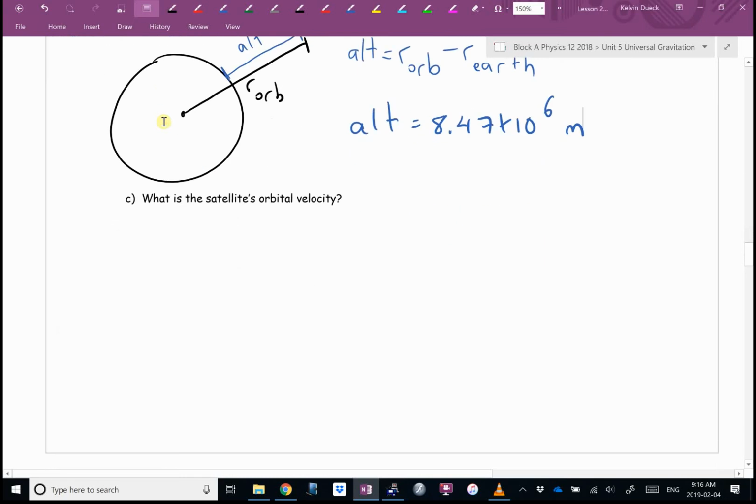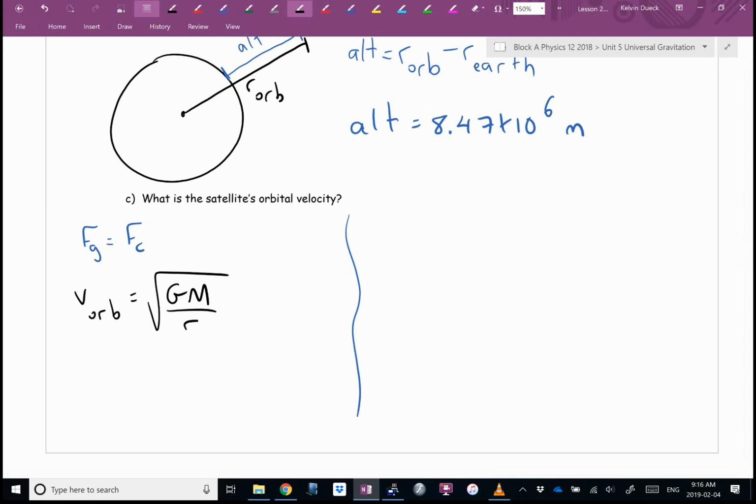C. What's the satellite's orbital velocity? I got a couple of options here. Draw a little line down the middle of the page. First of all, did they say orbit? I could go, gravity is what's pulling me in a circle, and I could end up with V orb equals the square root of big G, big M over R. And that's perfectly acceptable. You would use your answer from part A to get this.